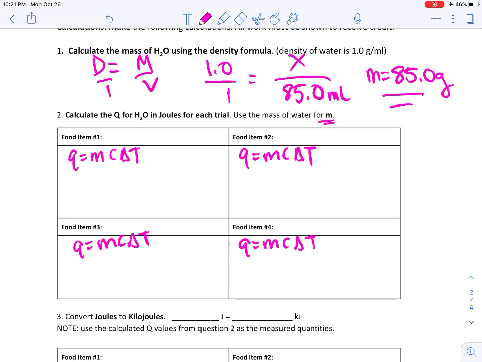Okay. So in my calculation, our mass was 85 grams because it's Q for water. The specific heat of water is on reference table B. It's 4.18 joules per gram degree Celsius, or joules per Kelvin, but we didn't measure in Kelvin. Now, delta T, this is final minus initial.